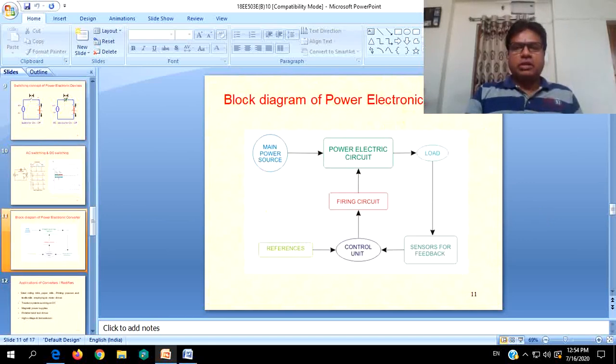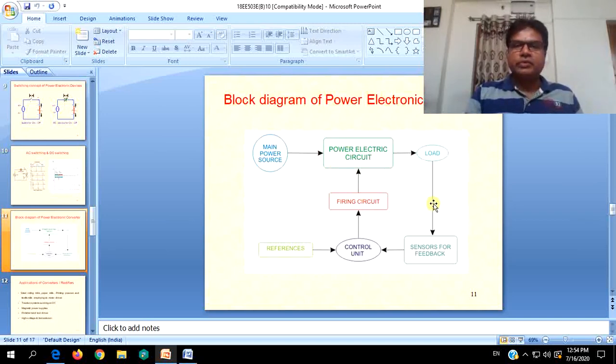When it comes to a block diagram, simply whatever we have discussed so far: the main power source can be AC or DC, then the power electric or electronic circuit, converters, and the load. But to suit our requirement, you have to fire these power electronic devices to turn on and also turn off.